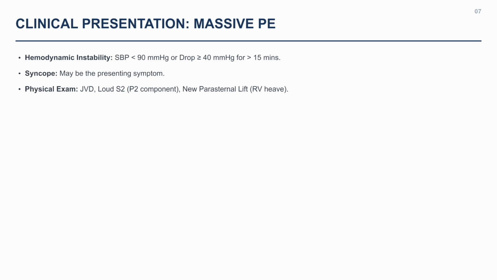On physical exam, look for jugular venous distension, a loud P2 component of S2, and a parasternal lift indicating right ventricular heave. These findings point to acute right heart strain.